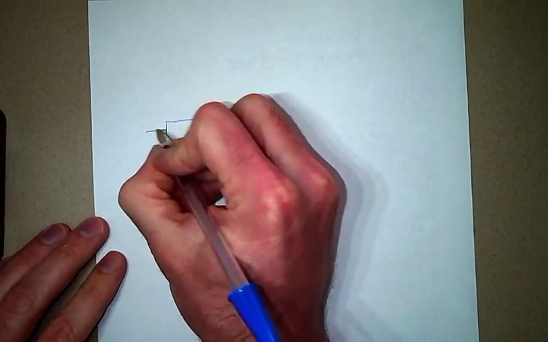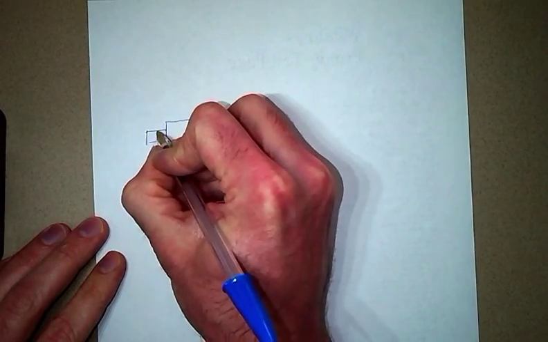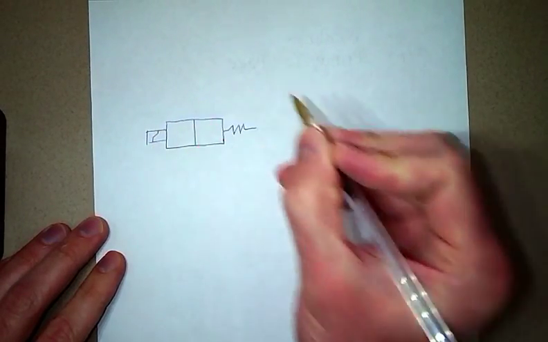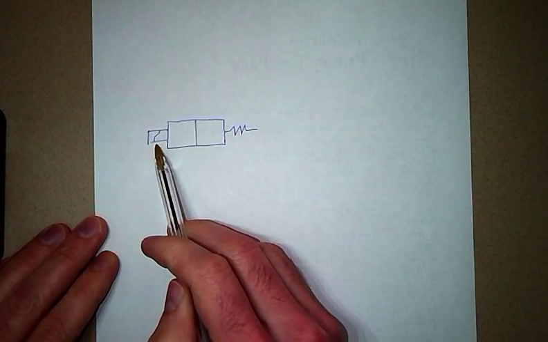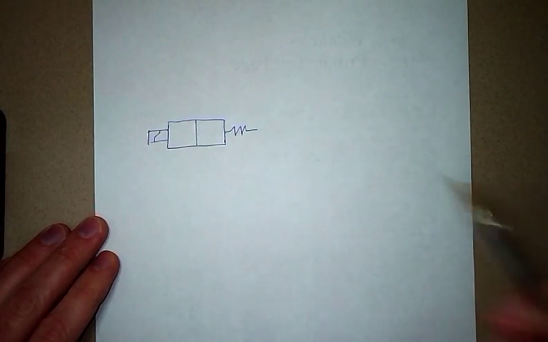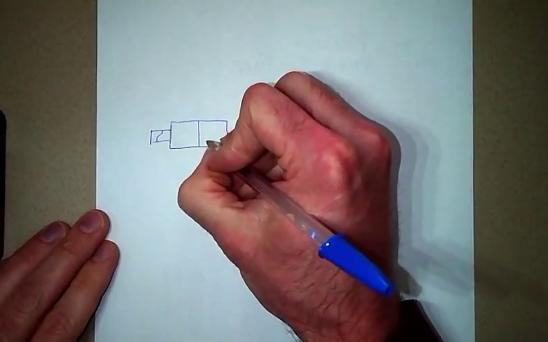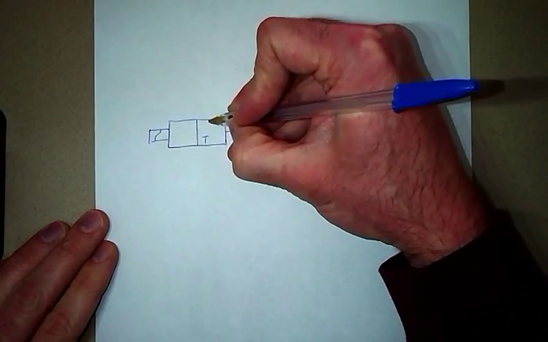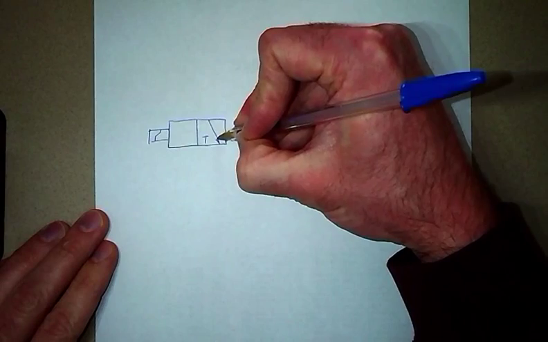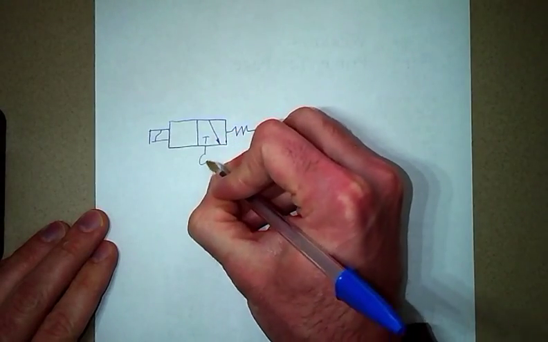Here is a symbol for a two-position valve. One side is actuated by a solenoid, an electric solenoid, and one side is a spring, so it's a spring return. And I'll go ahead and let this be a 3-port two-position valve, so a 3-2 valve.